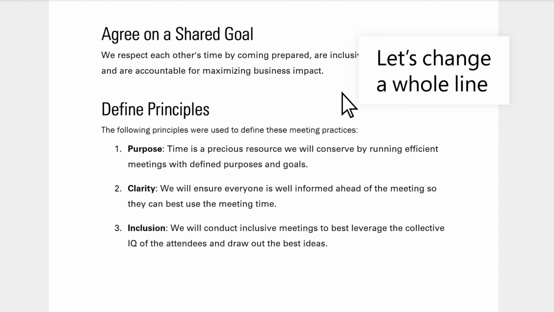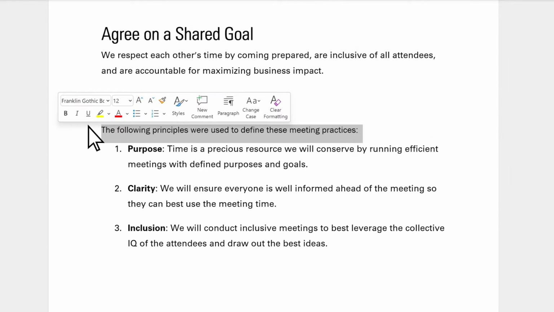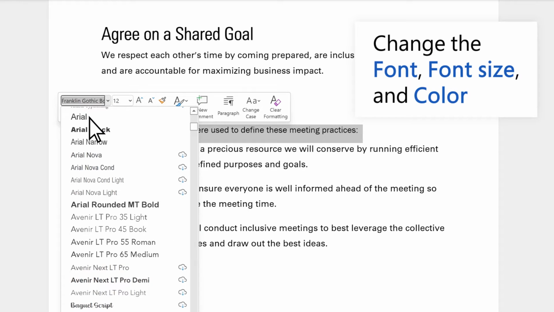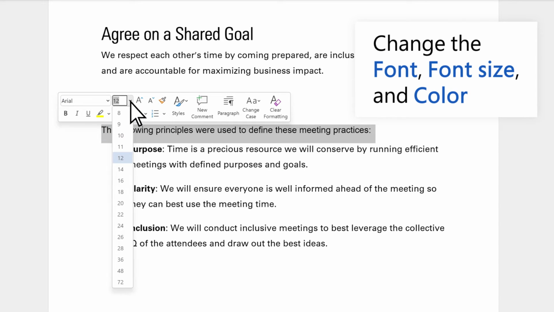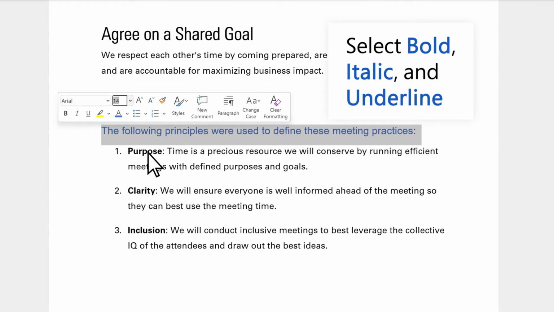Let's change the format of a whole line. Click to the left of the line to start customizing. You can change the font, font size, and color. Select bold, italic, and underline to further customize the text.